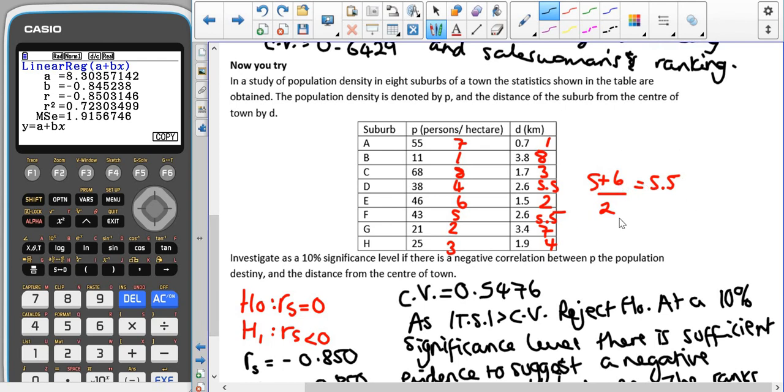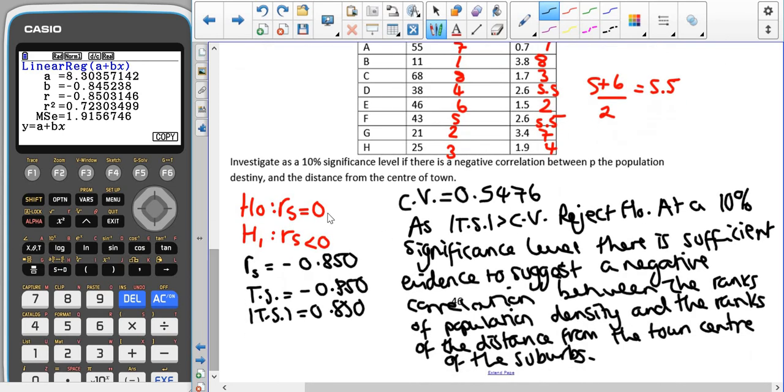They would get 5 and 6, so we divided that by 2 and got 5.5 for each. Remembering, ranking them smallest to biggest each side. Our H0 would be RS equals 0. Our H1, because it says here we're looking at a negative correlation, will be RS is less than 0. And when we put that in our calculator, we get minus 0.850, which is our test statistic.